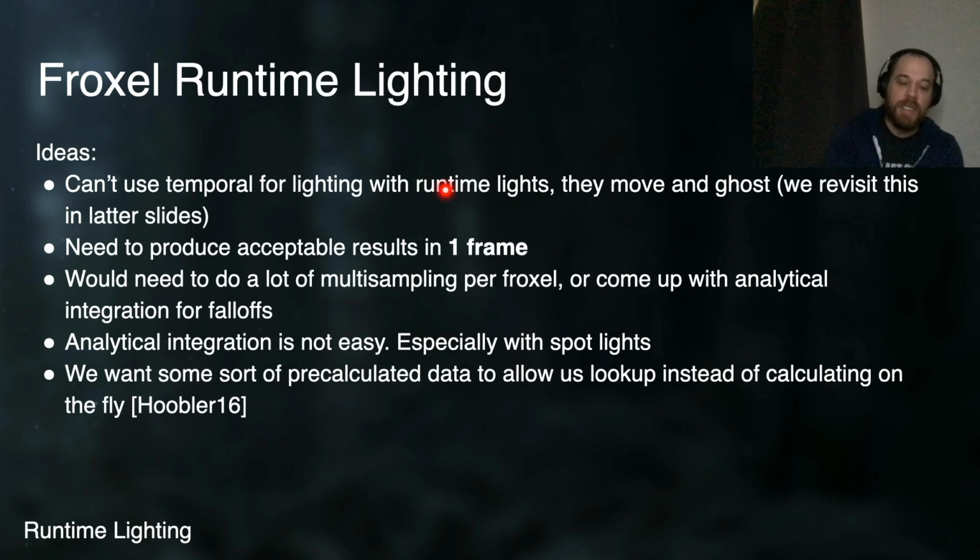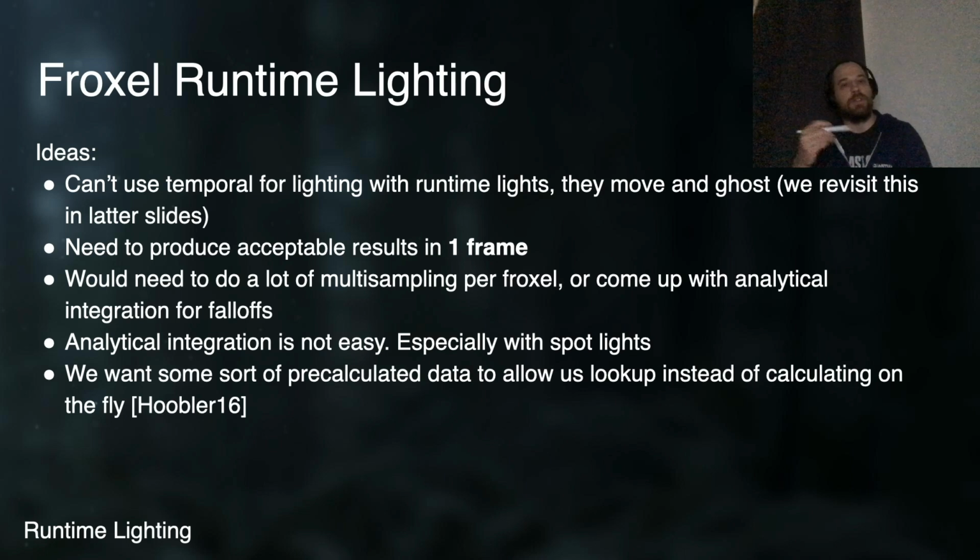So the idea is that, of course, we cannot use temporal for lights, right? Because lights are moving, so they would ghost like crazy. So we would need to produce information within 1 frame, and unfortunately, it's very hard to analytically integrate light. So we need to do a bunch of multi-sampling, and that would be very expensive. And again, even with multi-sampling, it still doesn't produce good results as the camera is moving forward and backwards.